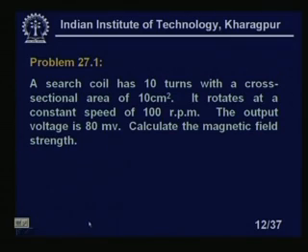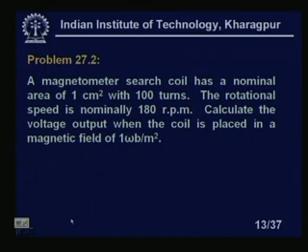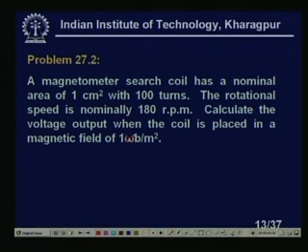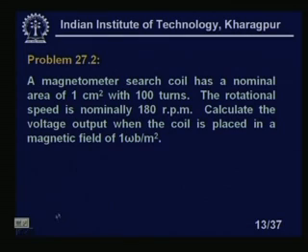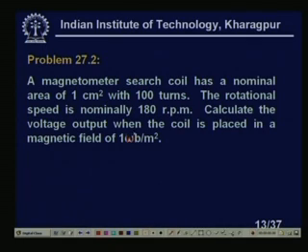We have another problem. This is problem 27.2. A magnetometer search coil has a nominal area of 1 centimeter square with 100 turns. The rotational speed is nominally 180 rpm. Calculate the voltage output when the coil is placed in a magnetic field of 1 Weber per meter square. Please note this is not omega, this is W, for Weber per meter square. So, let us make the solution of this problem.